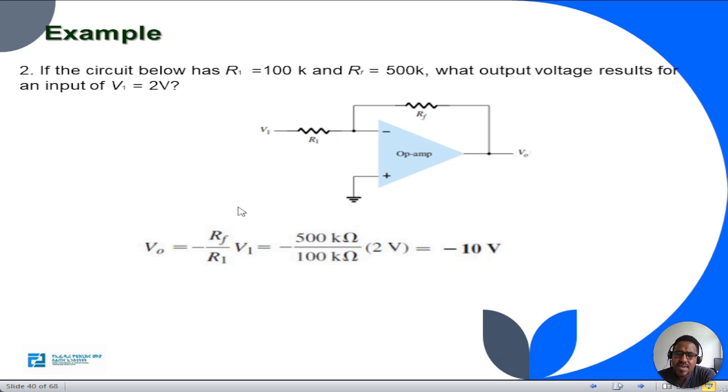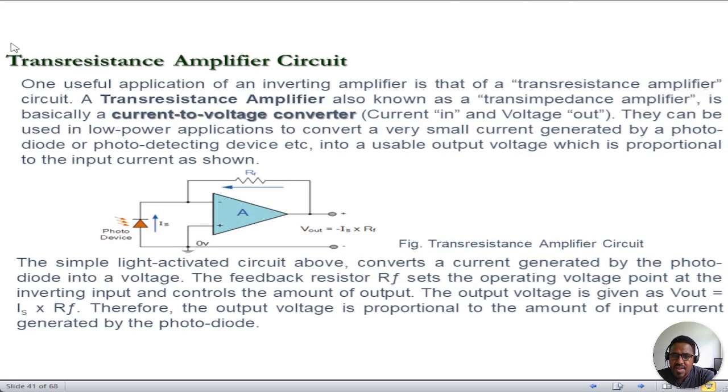So where do we apply the inverting op-amp or inverting amplifier? That is the trans resistance amplifier circuit. One useful application of inverting amplifier is that of a trans resistance amplifier circuit. A trans resistance amplifier, also known as a trans impedance amplifier, is basically a current to voltage converter, current in and voltage out. They can be used in low power applications to convert a very small current generated by a photodiode or photodetecting device etc. into usable output voltage which is proportional to the input current as shown in the figure.